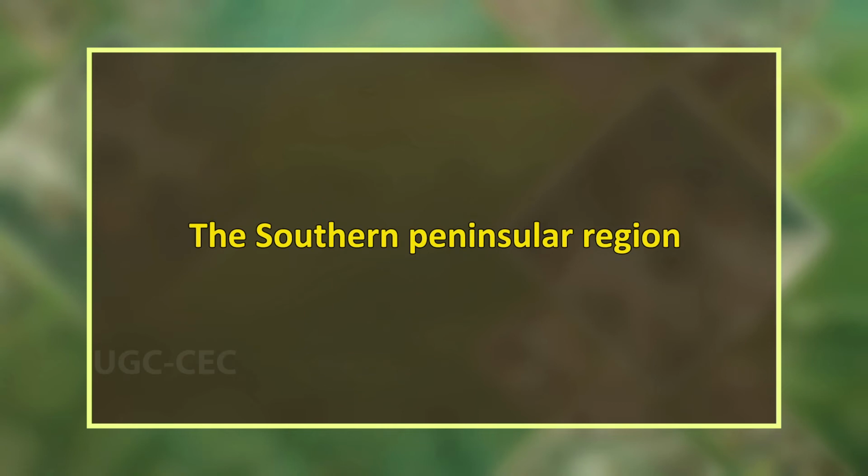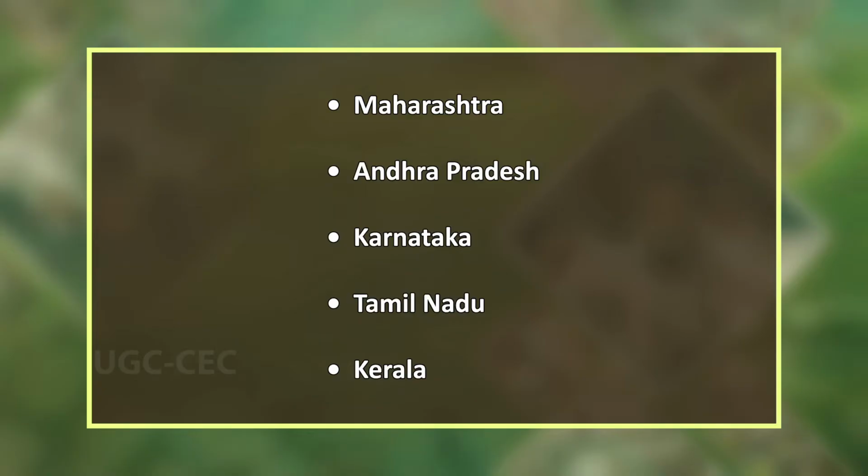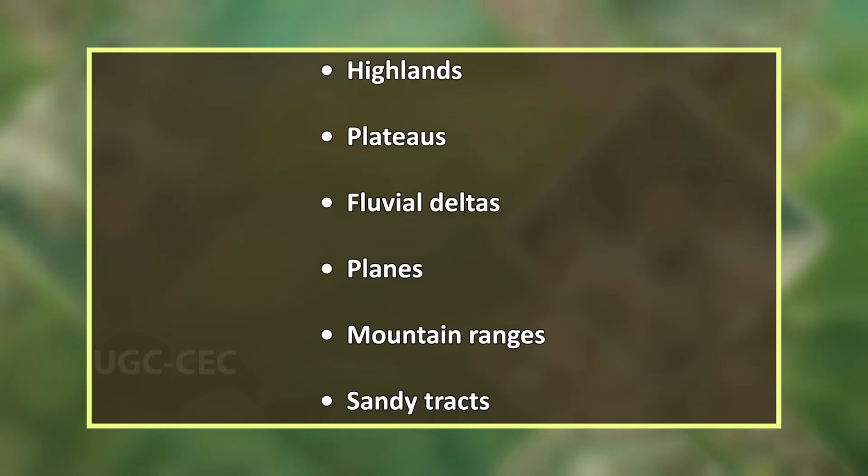The Southern Peninsular region. This region is semi-arid in the central peninsula and the hot and humid along the coast. It comprises the states of Maharashtra, Andhra Pradesh, Karnataka, Tamil Nadu, Kerala and other territories in the central area. The topography of this region is comprised of highlands, plateaus, fluvial deltas and plains, mountain ranges and sandy tracts. There is very little migration of the kind observed in northwestern region. In Maharashtra, about 80% of the sheep are stationary. This region has the largest sheep population of the country.